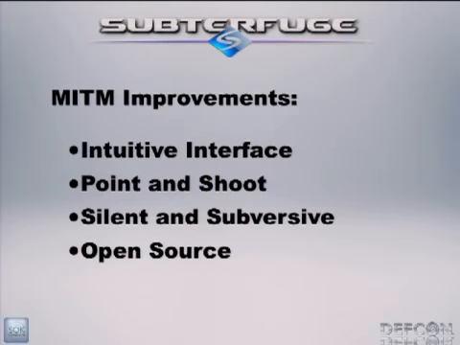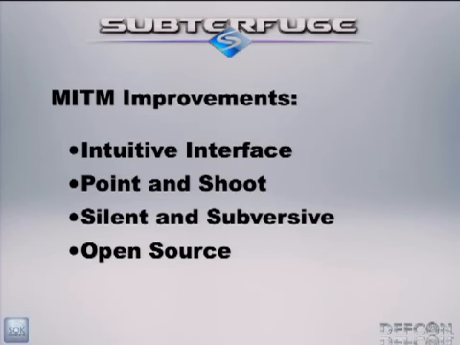It's also really silent and subversive. Unlike most man-in-the-middle tools that spam ARP, particularly the ARP cache poisoning tools, Subterfuge has a couple of innovations, if you will, that we're going to talk about in a little bit when it comes to poisoning a network, that allow it to be a lot more silent. A couple other things that we've integrated into Subterfuge, which we'll also talk about shortly, let us subvert the user and make it very hard for the victim to realize that they're being exploited. And finally, Subterfuge is open source.